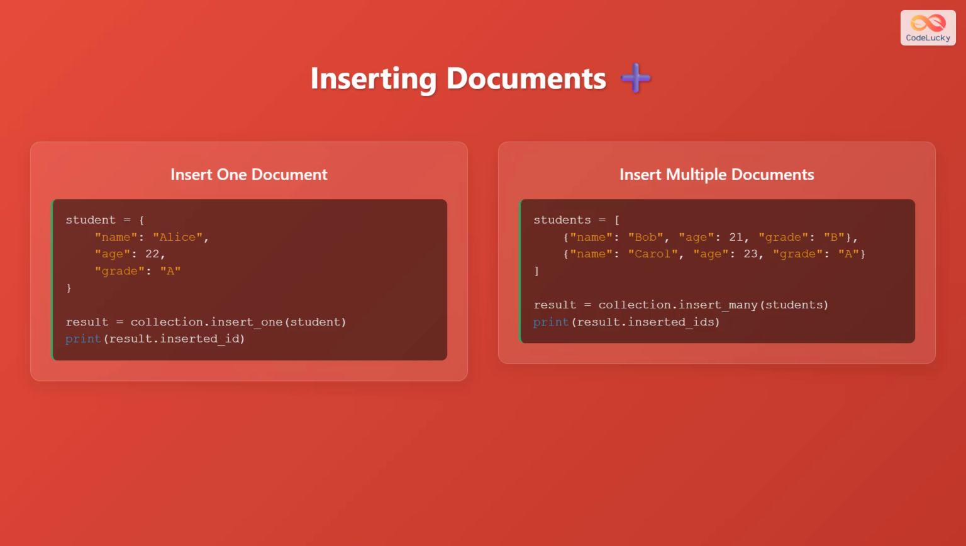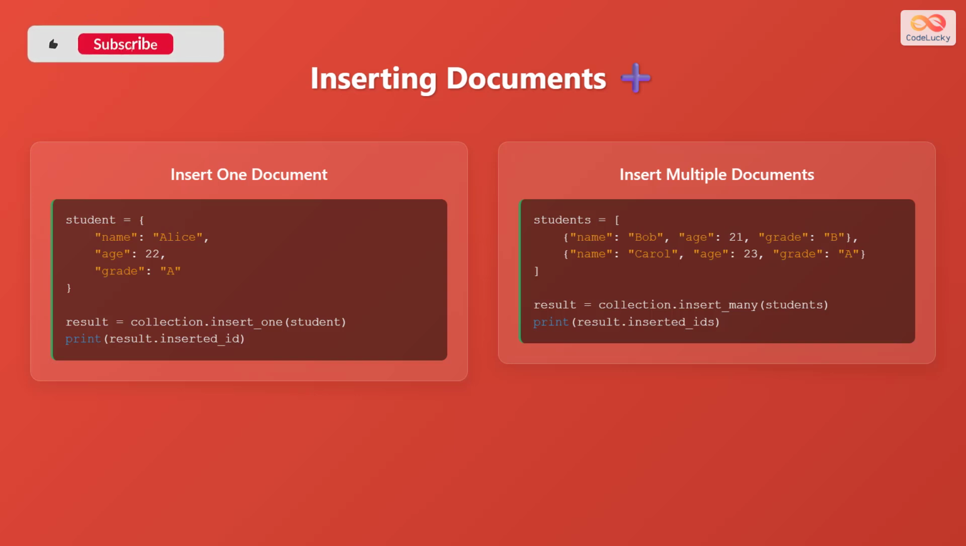Now, let's learn how to insert documents into a MongoDB collection using PyMongo. To insert a single document, first create a Python dictionary representing the document. For example, student equals curly braces, quotation mark name, quotation mark colon, quotation mark Alice, quotation mark comma, and so on. Then use the insert_one method on the collection object, passing in the document. The insert_one method returns an InsertOneResult object, which contains information about the insertion. You can access the ID of the inserted document using the inserted_id attribute.